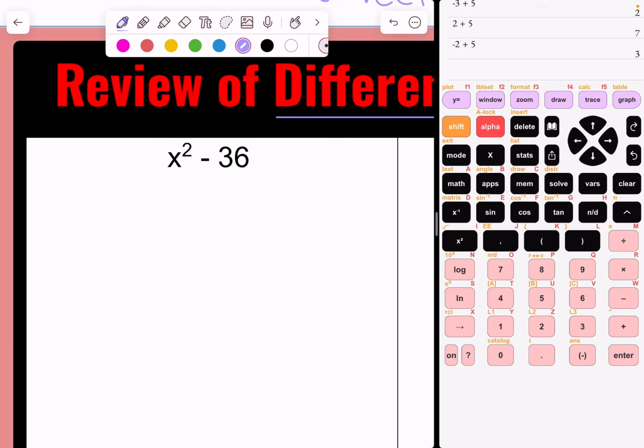So let's first see if there's anything we could divide out. Well, this has a 1, so dividing by 1 wouldn't help us. And they both don't have an x, so that's not going to help. But these are both perfect square numbers, 1 and 36, and it is a difference. So make 2 sets of parentheses.